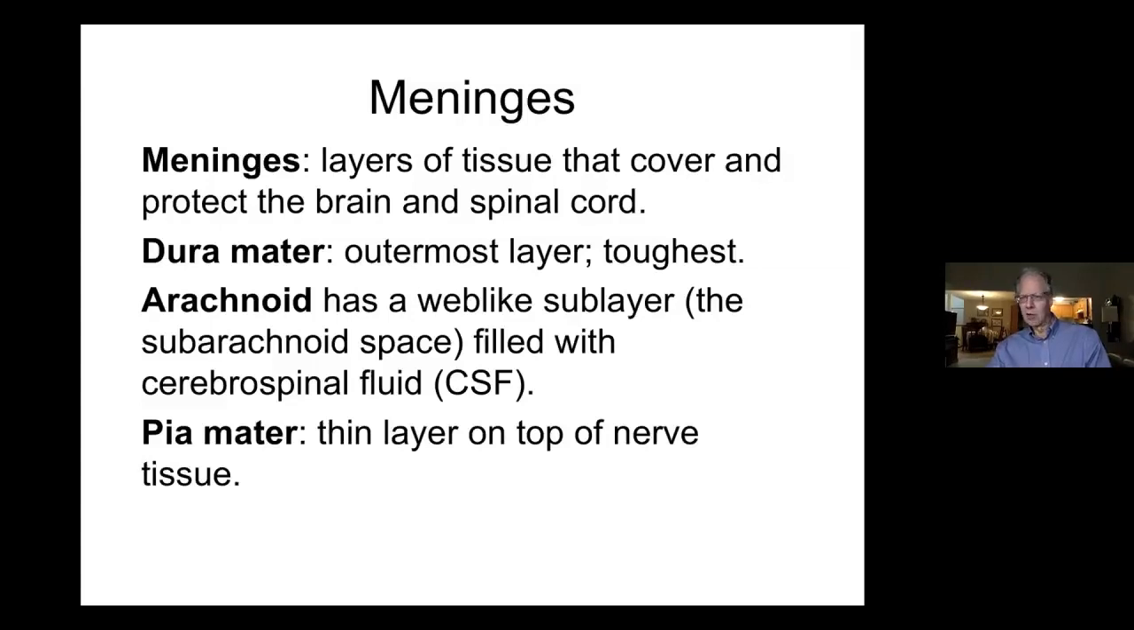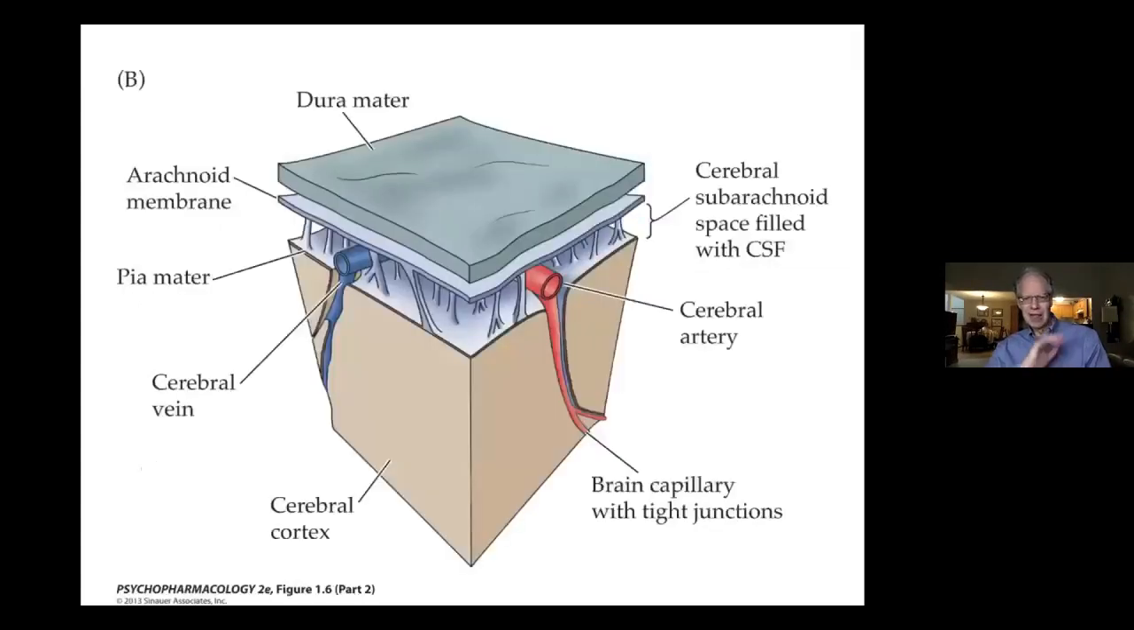What does this look like? Well, I'm glad you asked. That's what it looks like. You see the outer dura mater, and then the arachnoid membrane, and you can see the subarachnoid space that has blood vessels in it, and finally the thin pia mater, and below that is the brain or spinal cord.